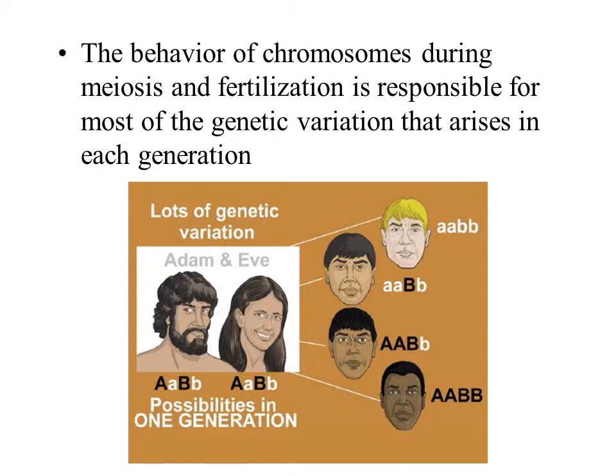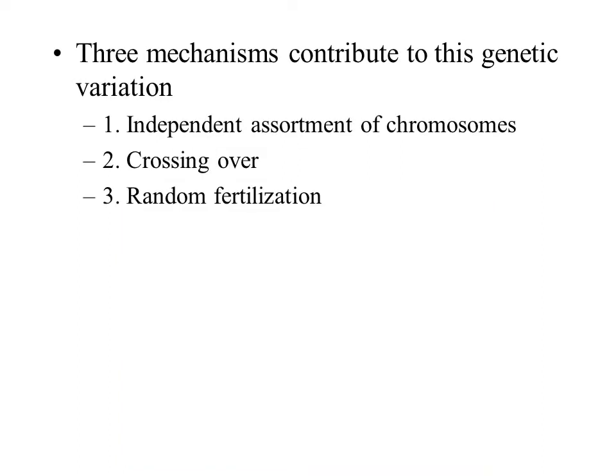The behavior of chromosomes during meiosis and fertilization is responsible for most of the genetic variation that arises in each generation. Three mechanisms contribute to this genetic variation. The first one we're going to talk about is independent assortment of chromosomes. During meiosis, these chromosomes are going to independently arrange however they want. So we're going to discuss that.